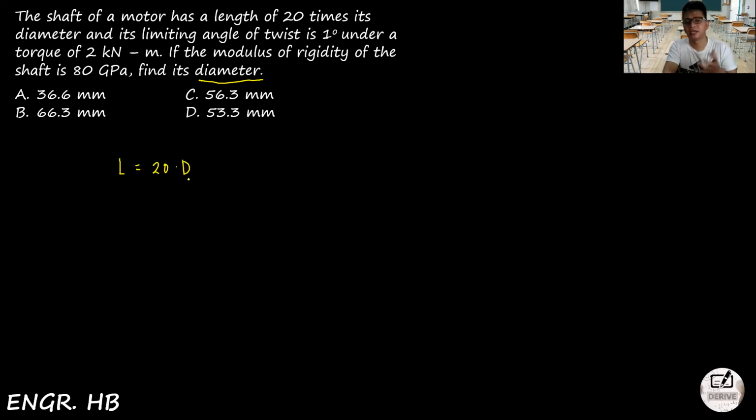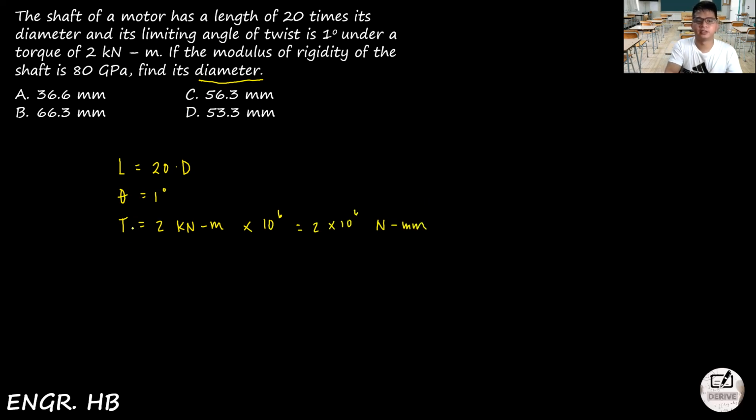So let D be the diameter of the shaft and its limiting angle of twist is 1 degree. Sabi 1 degree daw under a torque of 2 kilonewton-meter. So I'm going to multiply by 10 raised to 6 na ito in order for this to become in Newton millimeter. So that will become 2 times 10 raised to 6 Newton millimeter.